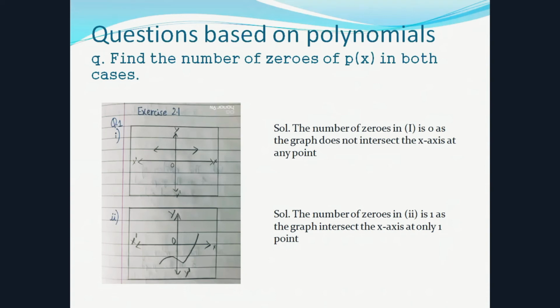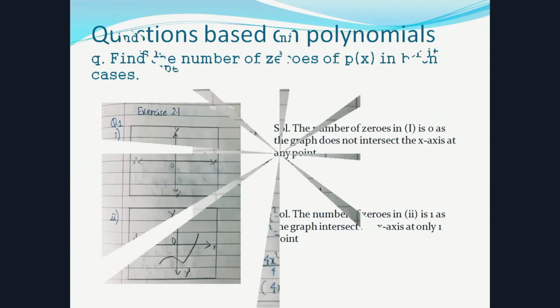And in the case of part 2, the number of zeros is 1, as the graph intersects the x-axis at absolutely only one point. In case the graph was intersecting the x-axis 2 times or 3 times, then the zeros would have been 2 or 3, and the polynomial would have been a quadratic polynomial and a cubic polynomial respectively.